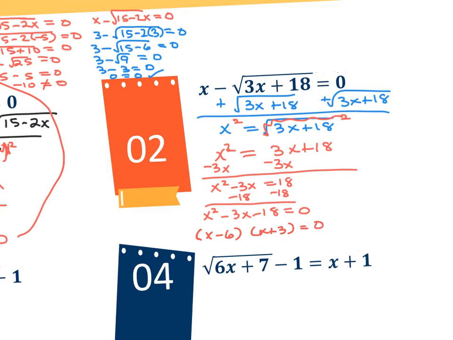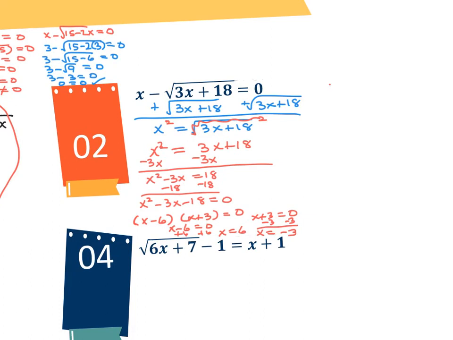Set each of these factors equal to 0. So x minus 6 equals 0. Once I solve this by adding 6, I get x equals 6. I need to do the same thing to the x plus 3, set it equal to 0, and my other solution is x equals negative 3. Again, remember, we're not done yet. We need to check them.